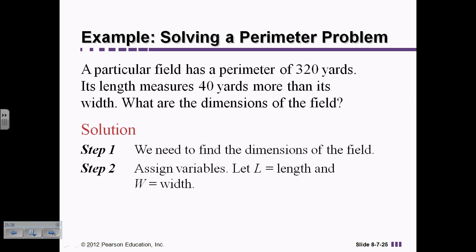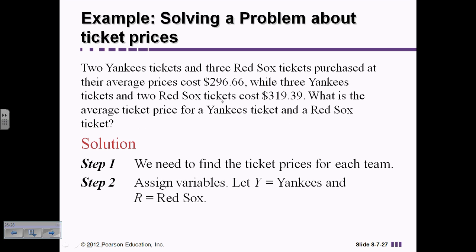So we have a field that has a perimeter of 320 yards. Well, perimeter, we know the formula for perimeter is 2 times length plus 2 times width equals the perimeter. And then it tells us here the length measures 40 more than its width. So the length measures 40 more than the width. So there's our second equation. So we're going to have length is L and width is W. It's asking us to find the dimensions of the field. So it's asking us to find length and width. So here are two equations.